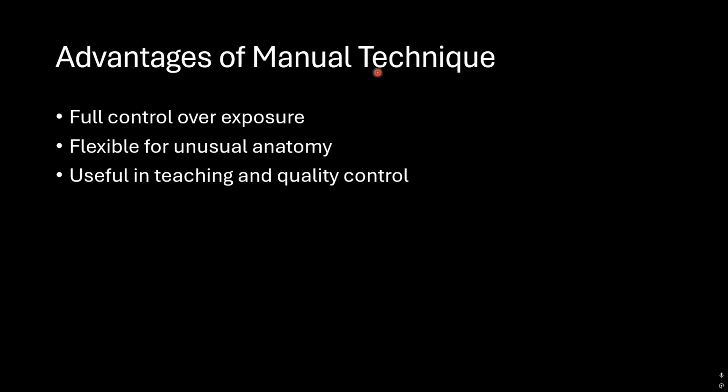What are the advantages of manual technique, when we use the manual technique by setting our kVp, mA, and exposure time? It has full control over exposure. We have the control of the exposure. It's flexible for unusual anatomy. So if we have a very thick part, we can adjust the parameters as we like, and it's useful in teaching and quality control. So in this case, we can see the effects of changing the parameters on our image.